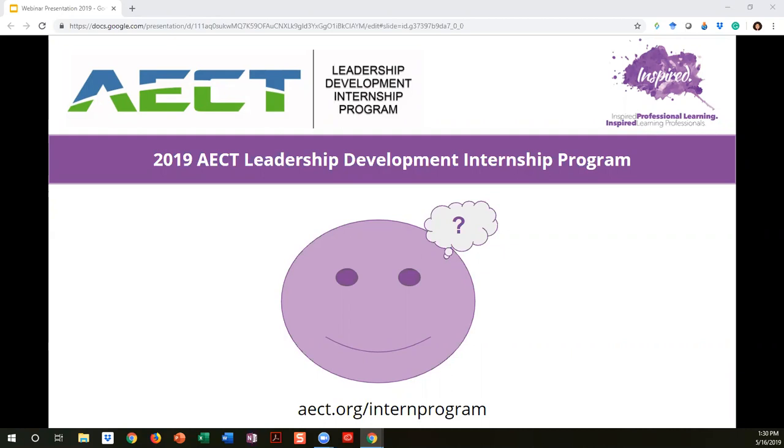But if you go on to the intern website, which is on the bottom of this slide, aect.org/internprogram, there's a landing page there that gives you information about each one of the different awards. And then there's an option to click to read more info, and that brings you to a page that gives you specific information about the awards. So the Cochran and the Strobin are on the same subpage. And at the bottom of that subpage, there's a link to access the Google form and submit your application.